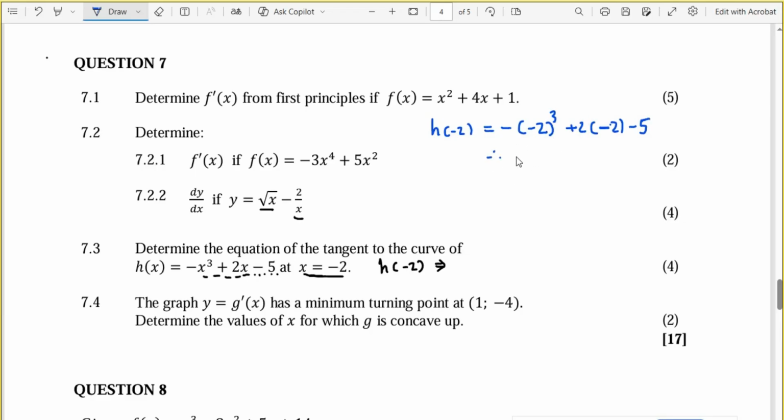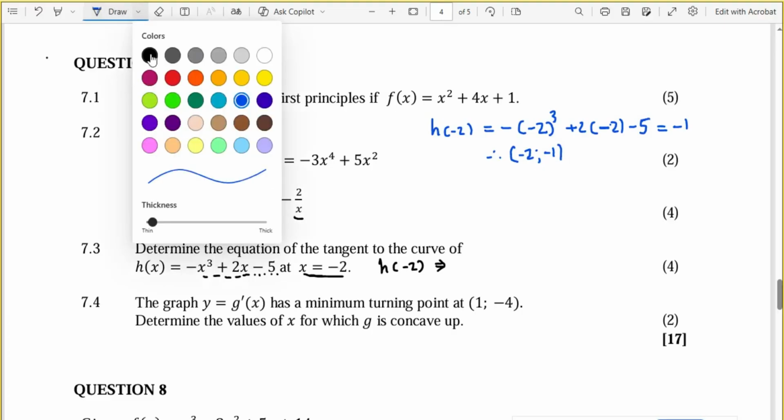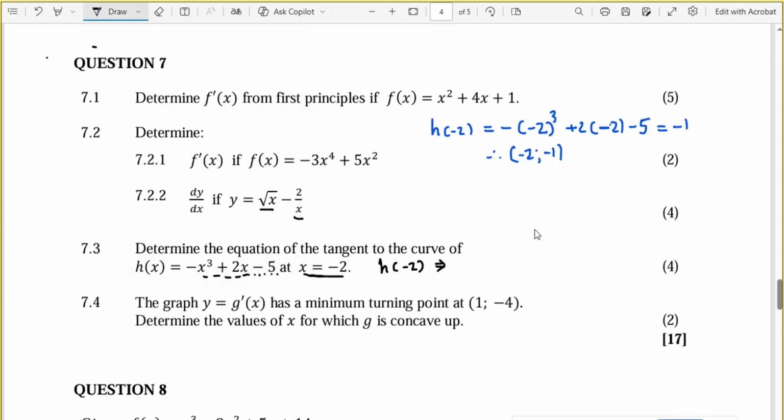Therefore, what is the corresponding y value? What do you get? It's minus 1. Okay, so if this is minus 1, therefore the point of contact: the x is minus 2, the y is minus 1. I'll explain why. Because remember, the standard form of a tangent line, it's a straight line, so it should be in the form of y equals mx plus c. We're going to use that point to find c.